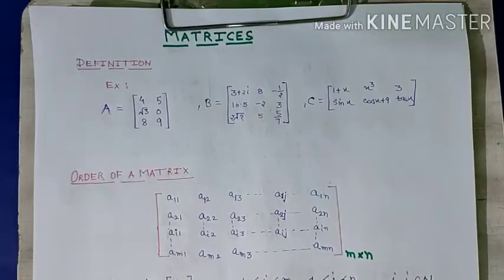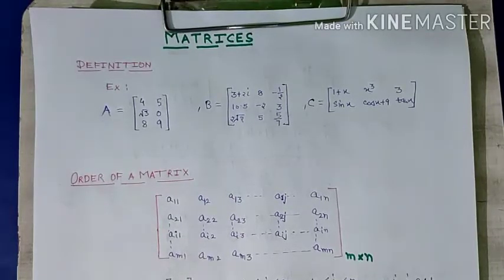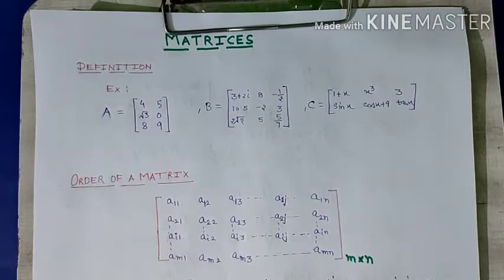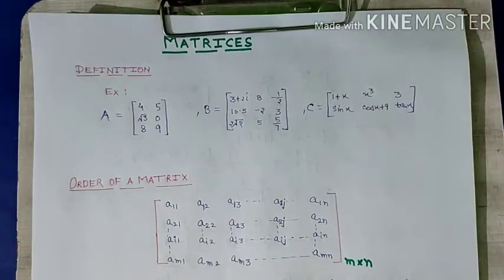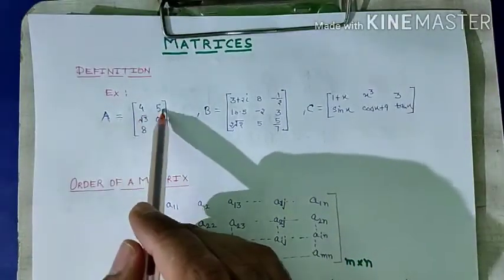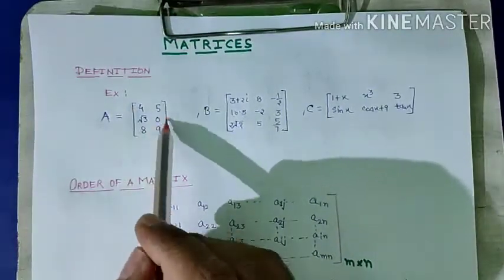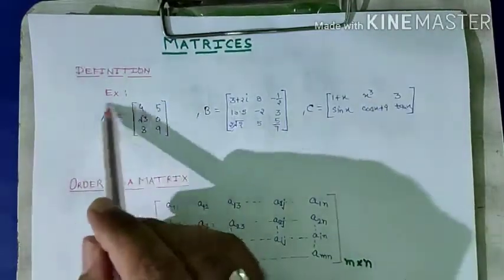Matrices. Definition of matrices. A matrix is an ordered rectangular array of numbers or functions. The numbers or functions are called the elements or the entries of the matrix. As we can see there, 4, 5, root 3, 0, 8, 9 have been written in this kind of square bracket. This is an example of a matrix.